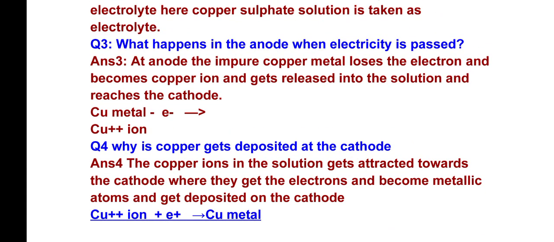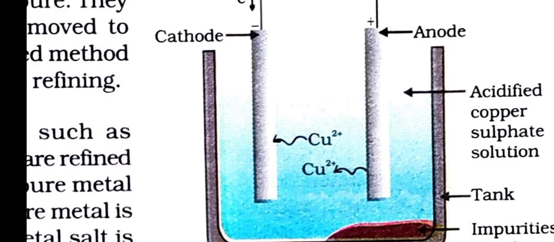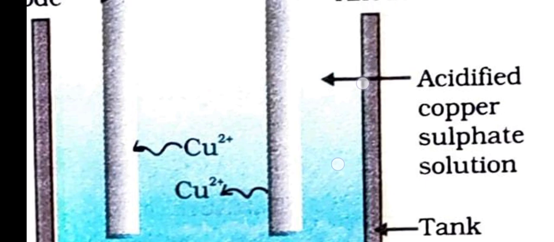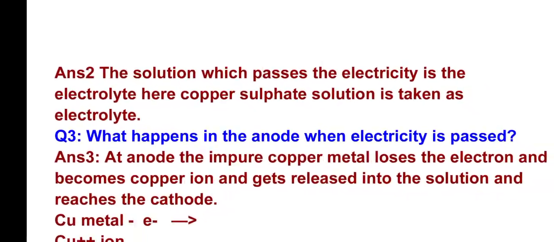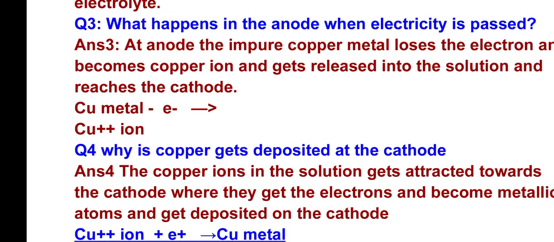Now what happens at the anode when electricity is passed? The anode being the impure copper metal, it loses the electrons and becomes copper 2 plus ion. The ion being free, it flows in the solution, the copper sulfate solution, that is the electrolyte, and it reaches the cathode.